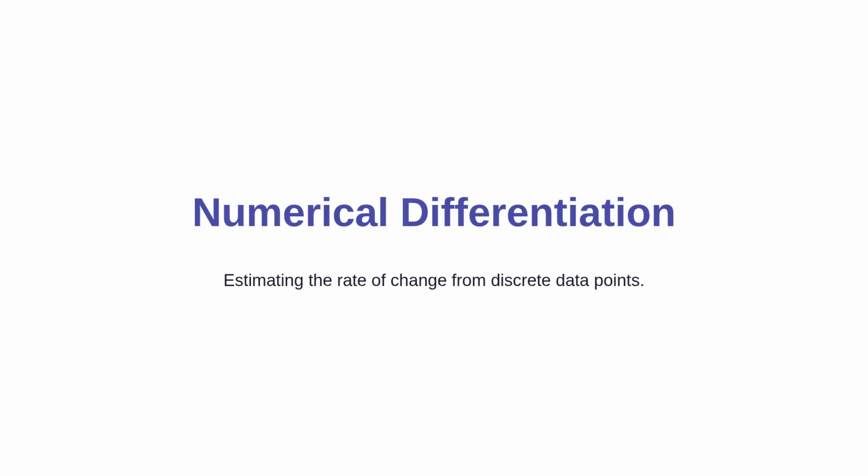In standard calculus, we use continuous functions to find exact derivatives. But in the real world, we often only have discrete data points, like those GPS coordinates. Today, we will learn how to estimate the rate of change using only a table of numbers, a highly practical technique used across science and engineering.